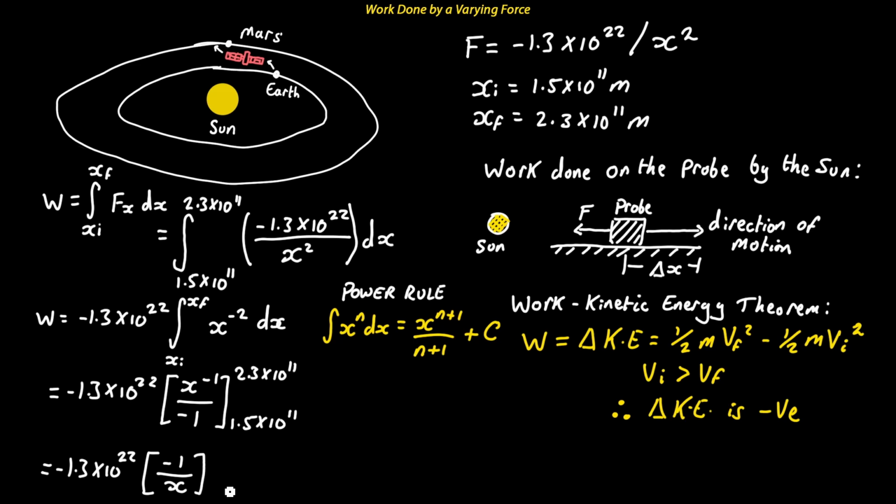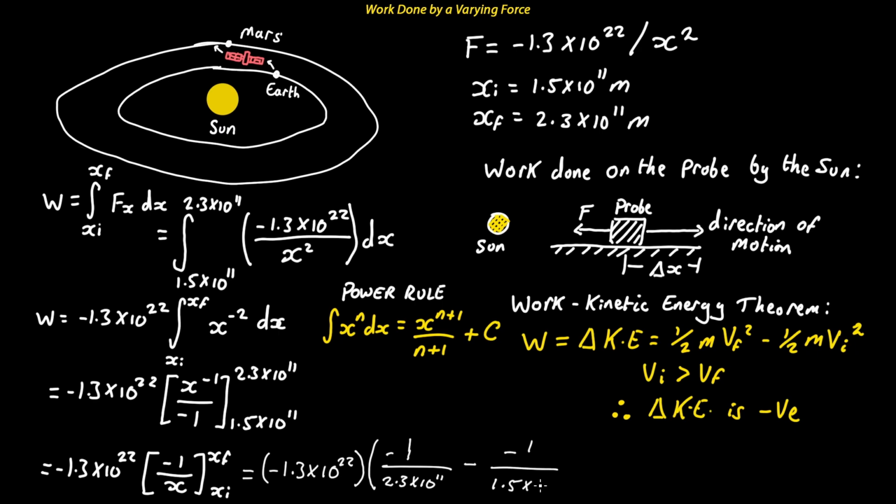with the lower limit and the upper limit. And we're integrating between these two values here, 1.5 times 10 to the 11 and 2.3 times 10 to the 11. And we substitute these values into the value of x here. So it would be -1 divided by the upper limit, 2.3 times 10 to the 11, minus the lower limit of 1.5 times 10 to the 11.